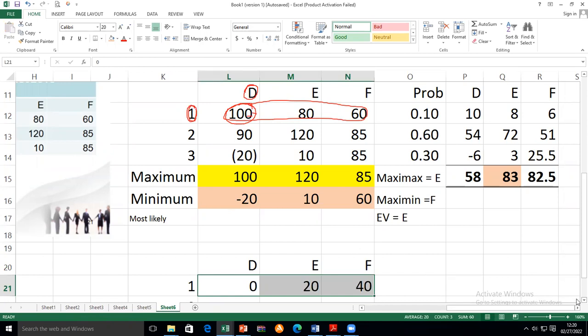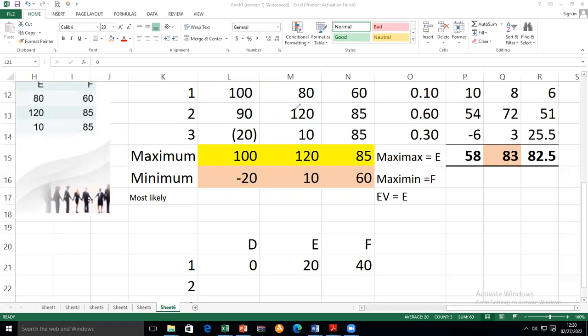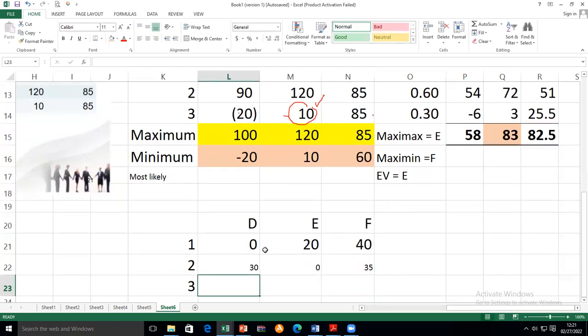If you haven't followed me, let's go to the second one together. In the second one, which one would you go for? The best result is on E. So if you choose E, there's no regret. They are down by 30. They are down by 35. There, we are down 120 minus 90. There, there's no regret. There, you're down by 35. What over here? What's the best? 85. So there, there's no regret. There, we're down by 75. And here, we are down by 85 minus 20, giving us 105.